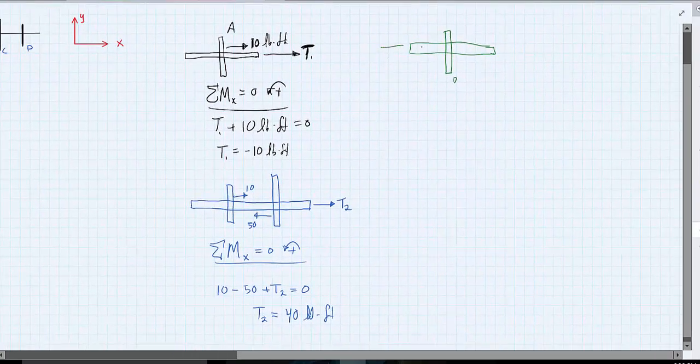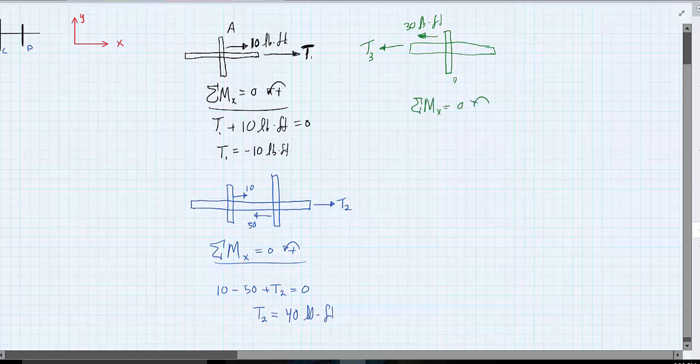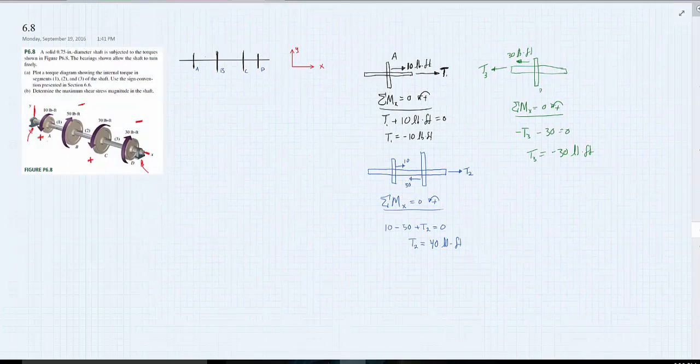So this will be negative 30 foot-pounds, and our T3. So again, summing the moments about the x direction equals 0. We get negative T3 minus 30 foot-pounds equals 0. So T sub 3 equals our torque equals negative 30 foot-pounds. So those are the torques in each member.